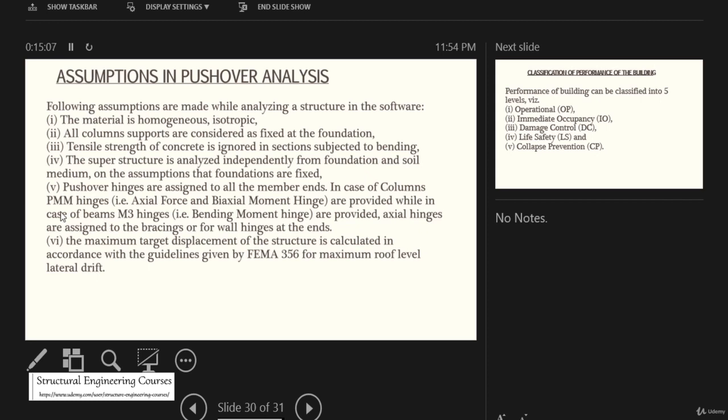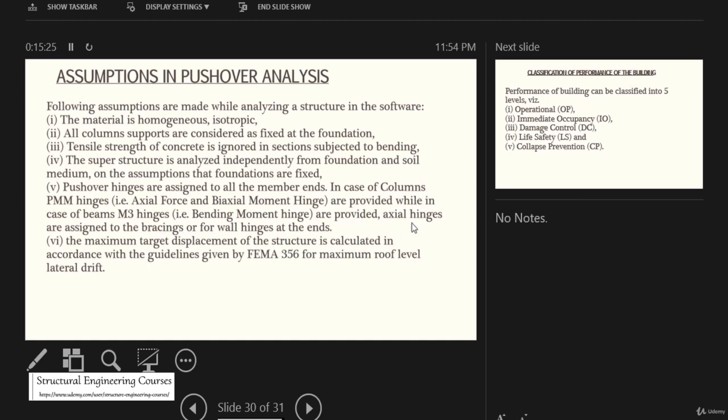So in case of, let us say, if we are doing the pushover analysis in ETABS, PMM hinges are provided, that is P-M2-M3 axial and moment hinges, while in the case of beams only M3 hinges, that is bending moment along the major axis, are provided. And if we are modeling the bracings also, then we shall provide the axial hinges.